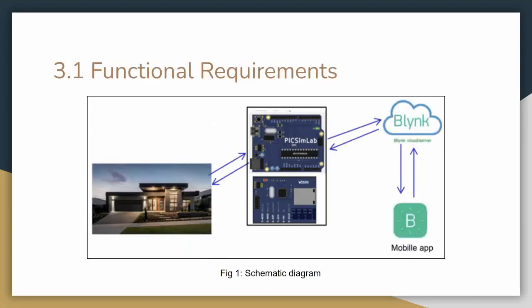Coming to functional requirements, this is a schematic diagram which represents our home automation project. In the first image, you can see there is a home, and all the devices are in our home. Then we have a PicsimLab simulator, which is a circuit connected to all the devices in our home. And then we have a mobile app, and this mobile app is connected to our circuit using a Blynk cloud server. So this is overall a diagram of our project.